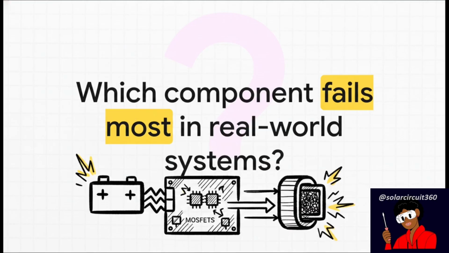So I'm going to leave you with a question to chew on. Based on everything we just uncovered today about heat, massive currents, and rapid switching, which inverter component do you think fails most often out there in the real world? Is it the battery connections trying to handle all those massive amps? Is it the MOSFETs literally switching thousands of times a second? Or maybe those heavy transformers dealing with magnetic saturation and heat? Think about the actual physics of the circuit we just walked through.